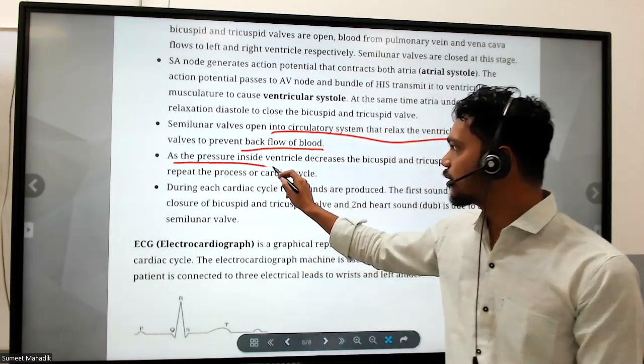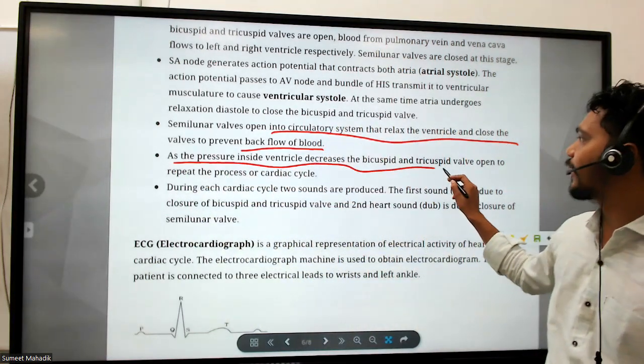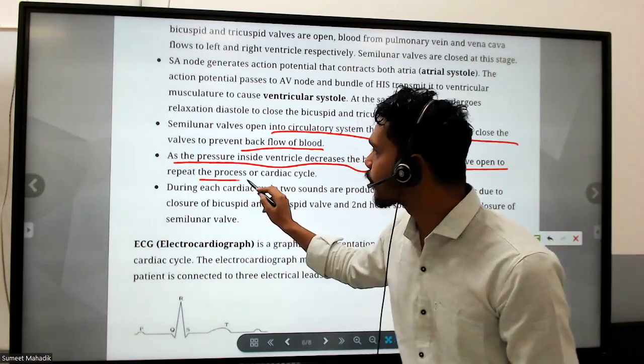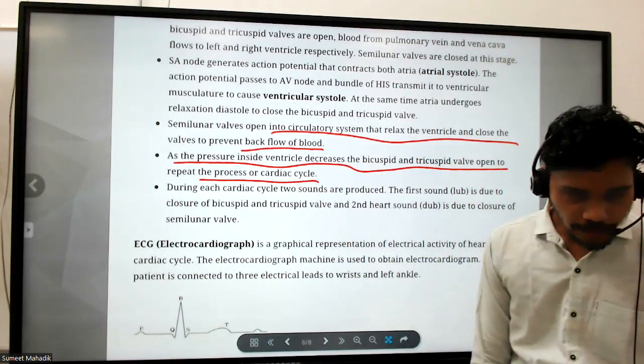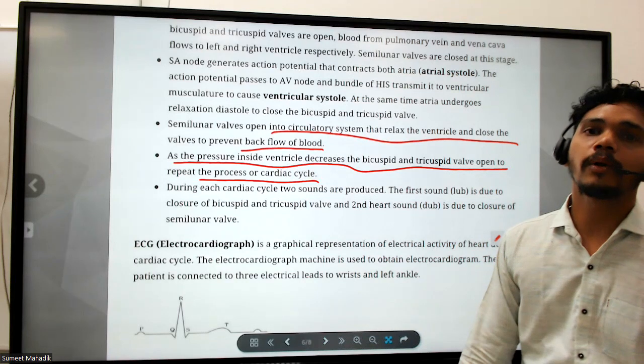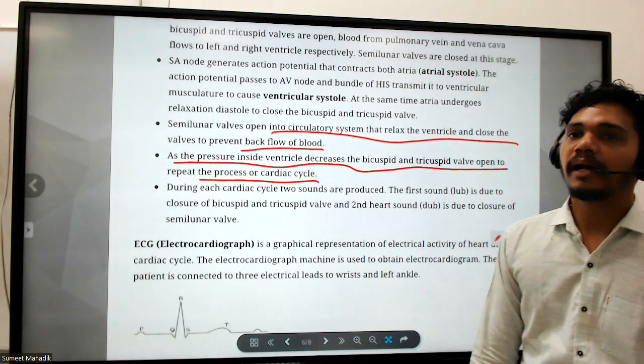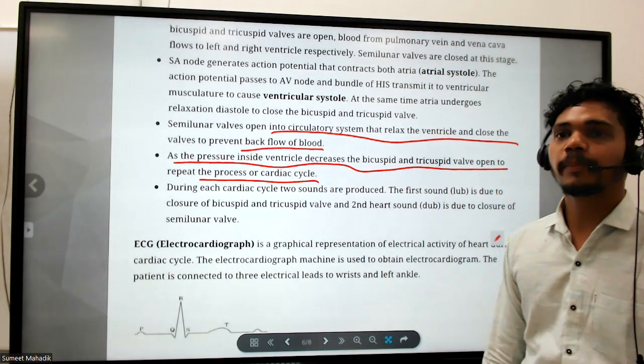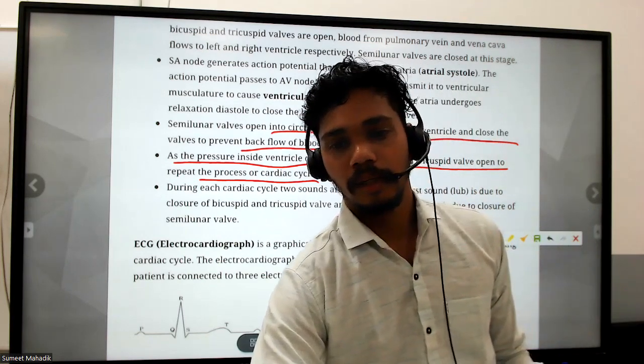So as the pressure inside the ventricle decreases, the bicuspid and tricuspid valves open to repeat the process, or cardiac cycle. If there is a problem in a valve, what is going to happen? Blood pumping will not be properly maintained. Okay, ask me the doubt.